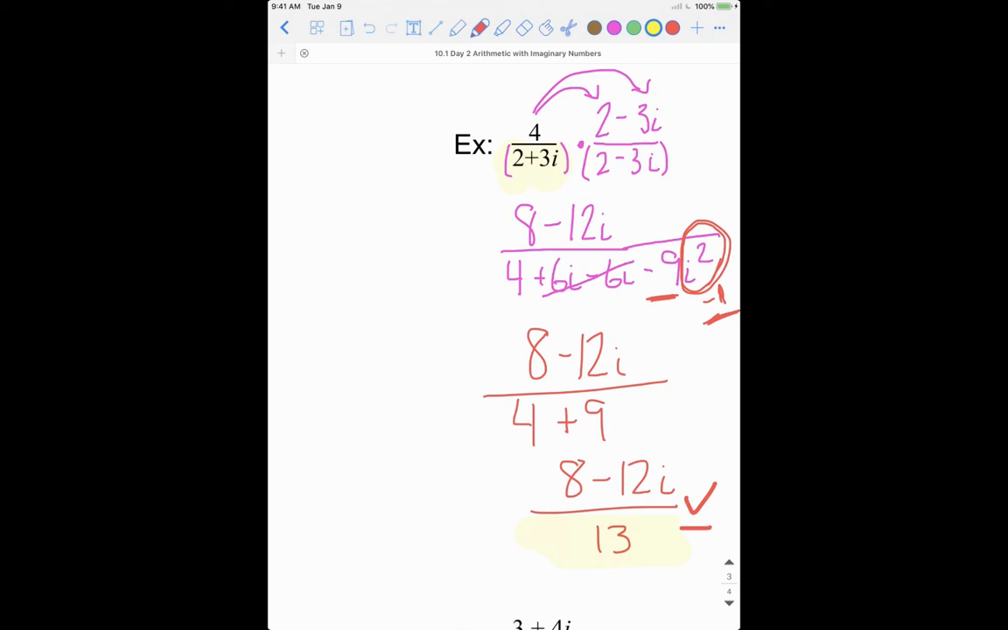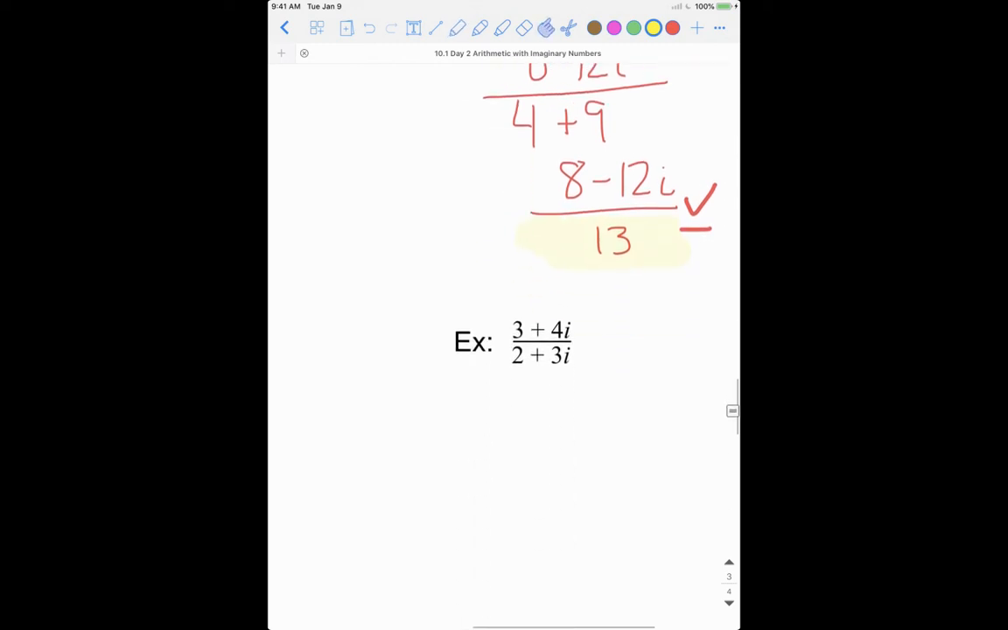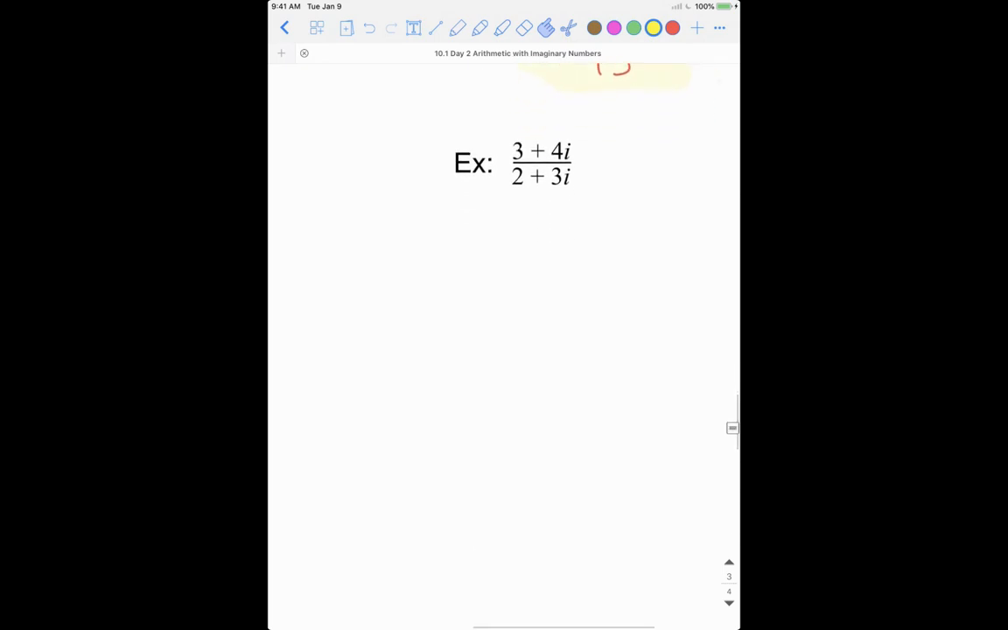A key point here is that we're multiplying by this complex conjugate. All we did was flip the sign that was initially in here. It wasn't subtraction, it was addition, and it turned into a subtraction. If it was a subtraction, we would just turn it to an addition. So let's move on to one last one. We're not going to do this whole one completely. I'm going to let you work through it, but I just want to make sure we talk about what we should be multiplying by.